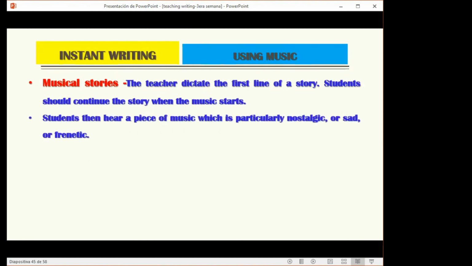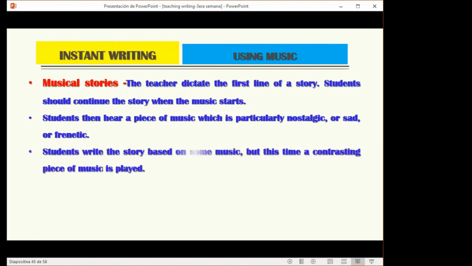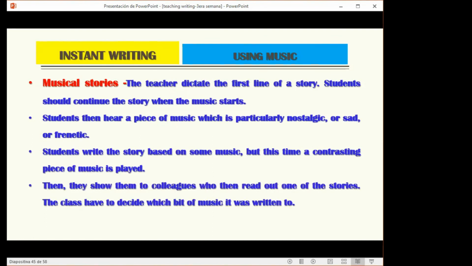Students then hear a piece of music which is particularly nostalgic or sad or frenetic. Students write a story based on some music, but this time a contrasting piece of music is played. Then they show them to colleagues who then read out one of the stories. The class have to decide which bit of music it was written to. So notice all the things that you could do with this music.